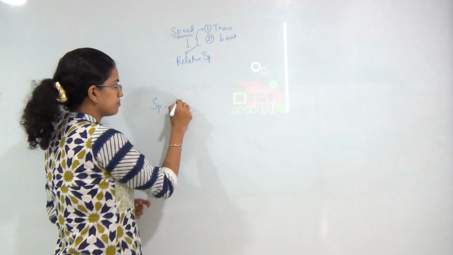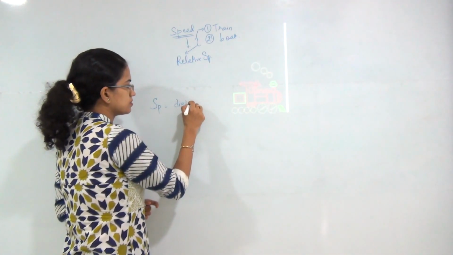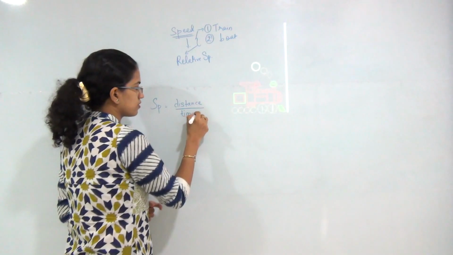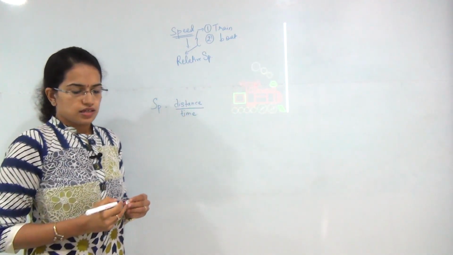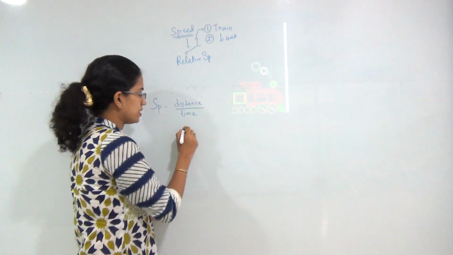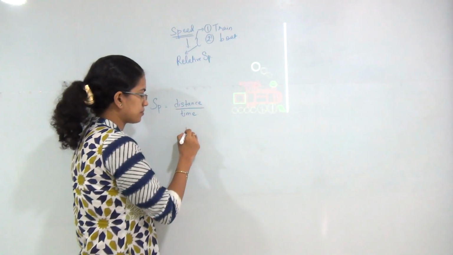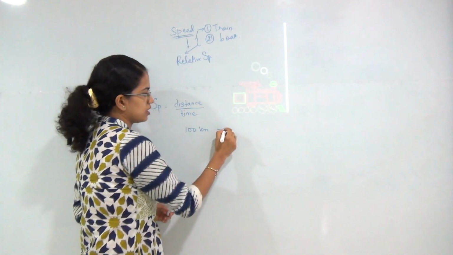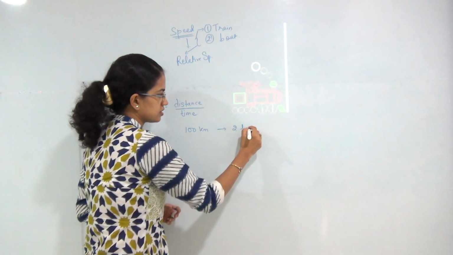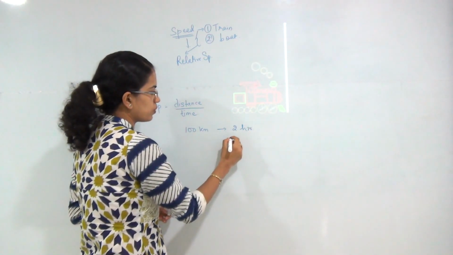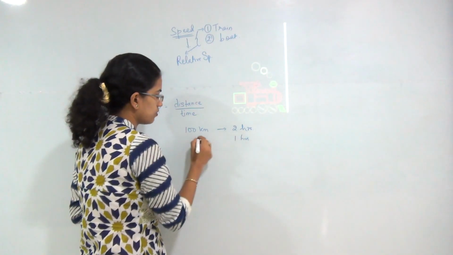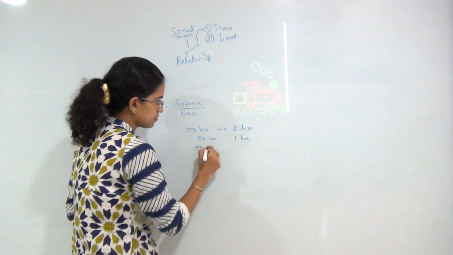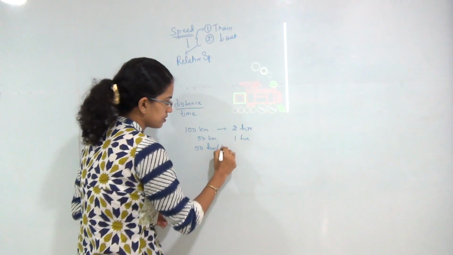If in simple terms I say speed is the distance covered per unit of time. Now if I say I am traveling on a road and I am covering a distance of 100 kilometers in 2 hours, that means in 1 hour I would be covering a distance of 50 kilometers. So I can say my speed is 50 kilometers per hour.